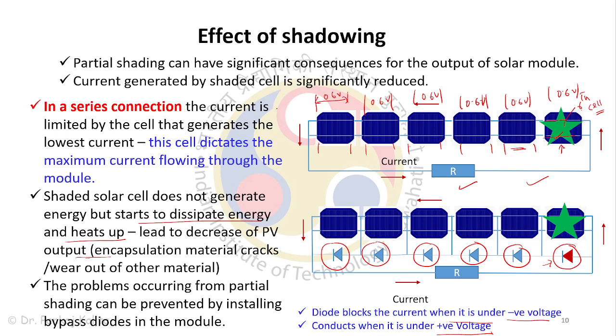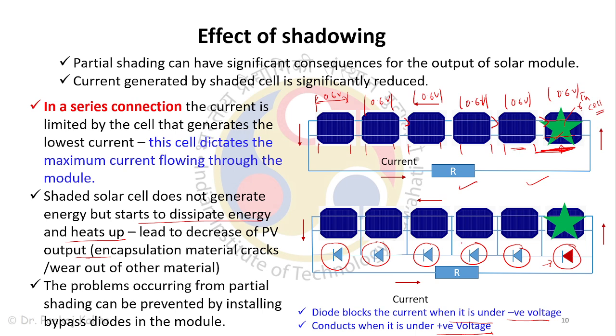Now, the effect of shadowing. Basically, partial shadowing has a significant consequence on the output of solar cells. So these are different solar cells. If this solar cell is, say, partially shadowed, then, this being a series connection, the current value that we get will be limited by this solar cell, because this will dictate the maximum current that we can obtain from the total module, because the whole current has to pass through each of these solar cells in the series combination.